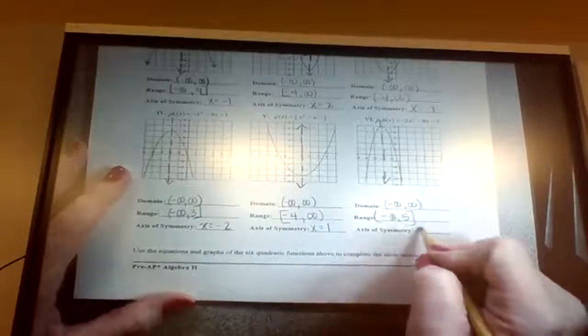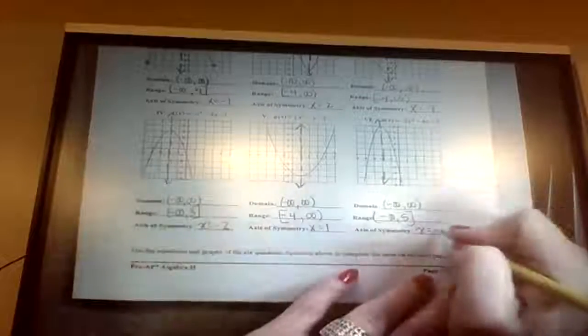And your axis of symmetry? Awesome. Okay, so I'm going to start you out on this next page, but then I'm going to let you finish. You kind of have to look at both at the same time.